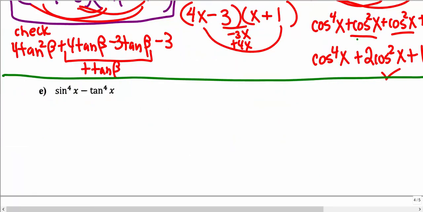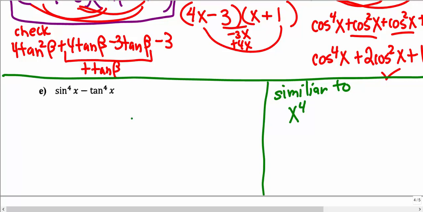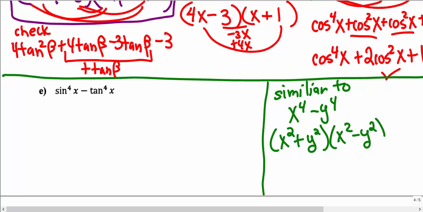Now we wish to factor sine raised to the fourth power of x minus tangent raised to the fourth power of x. If we think back to algebra, this would be similar to, and we're going to replace, let's think about thinking of sine as a variable like x to the fourth, and tangent as a different variable, let's say y to the fourth. This would be a difference of squares, and we could factor this as conjugates, x squared plus y squared, x squared minus y squared.